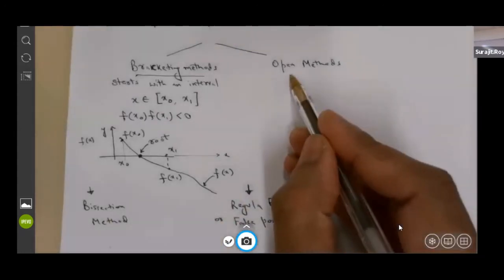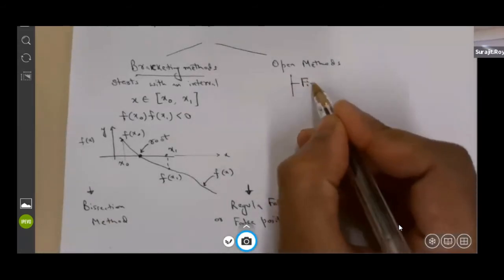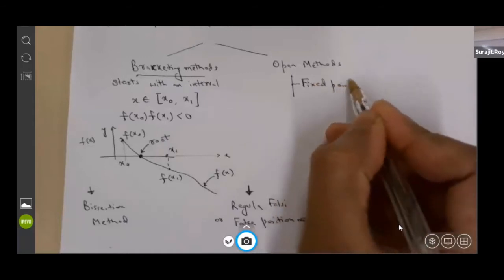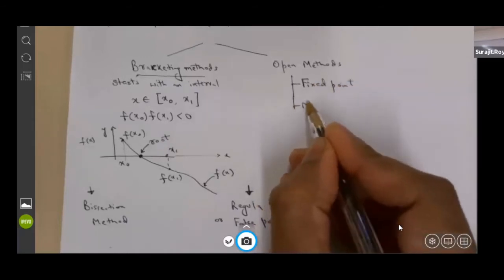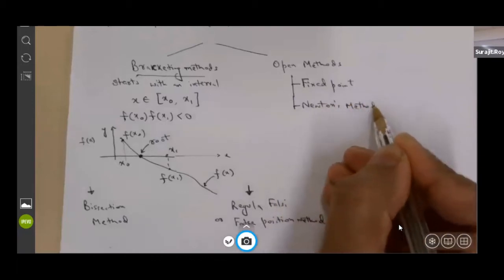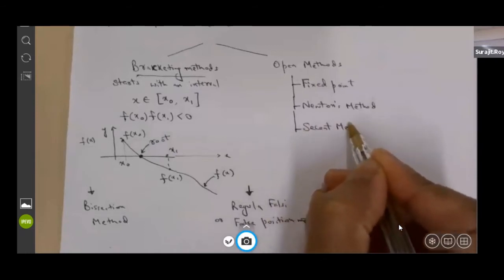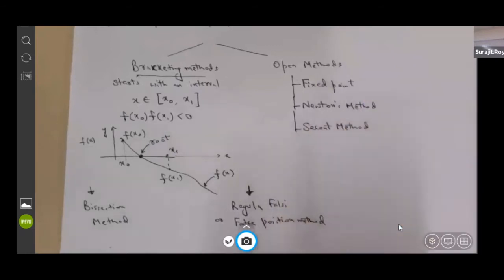And for open methods, there are three methods we are going to see: fixed point, Newton's method, and secant method. So if time permits, we'll also go through all these three.